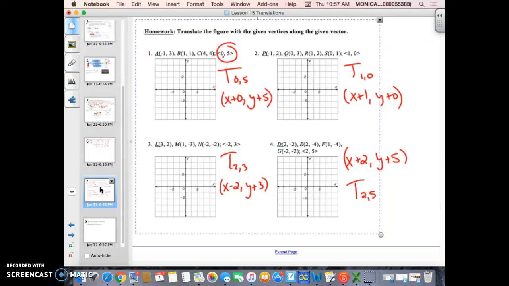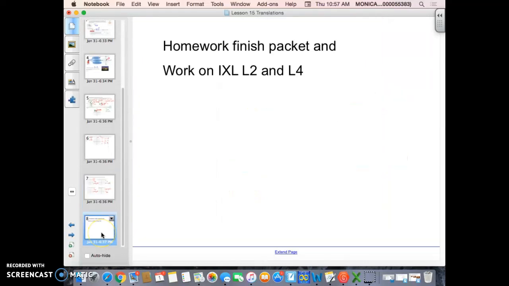So this is part of your homework. In addition to this, you will also finish the packet and then work on IXL L2 and L4. And that's more practice on translations. Those are due Friday. This is due Friday. And this is due tomorrow.